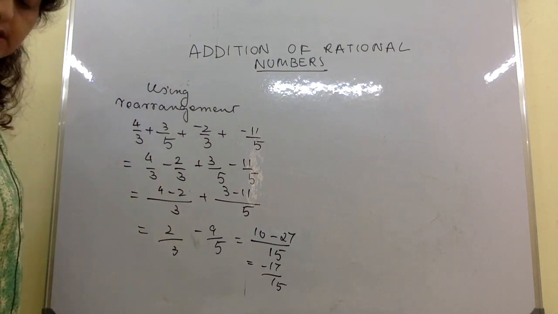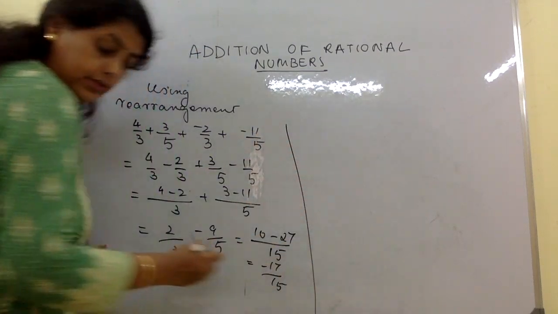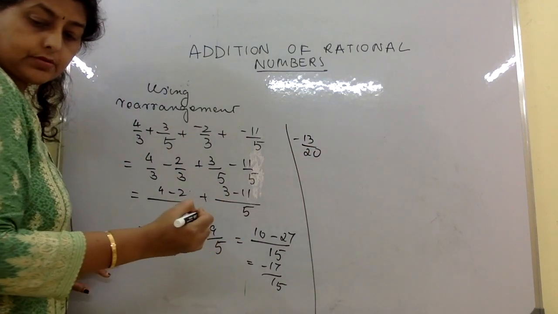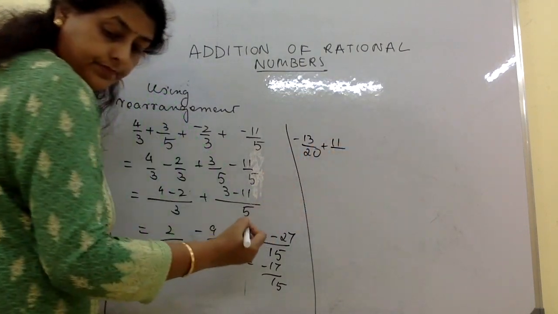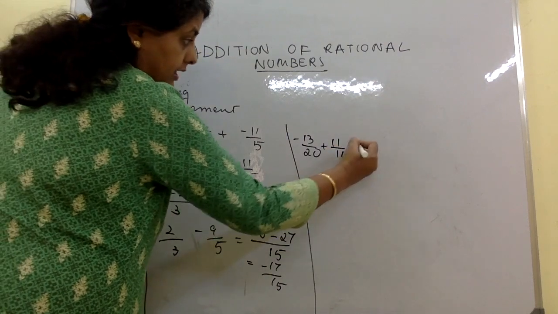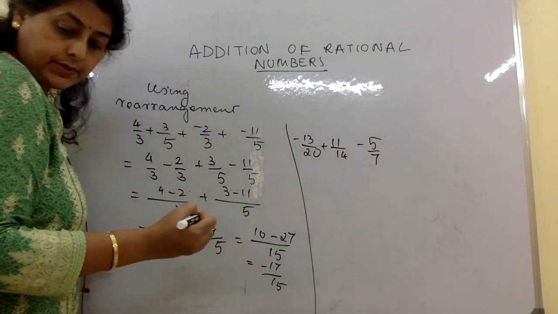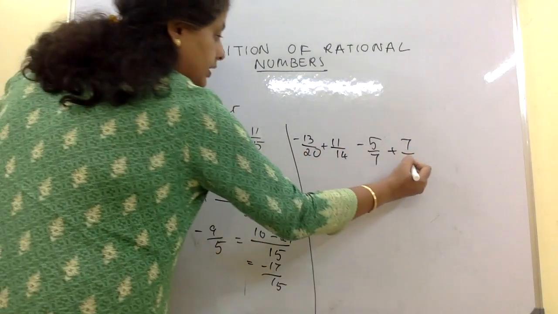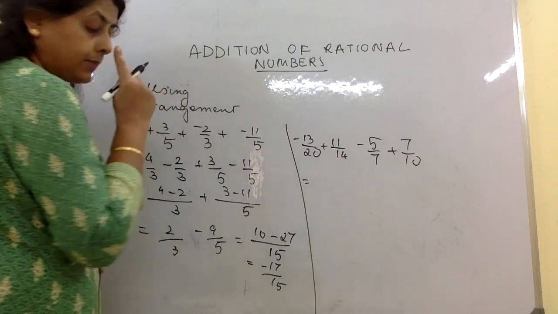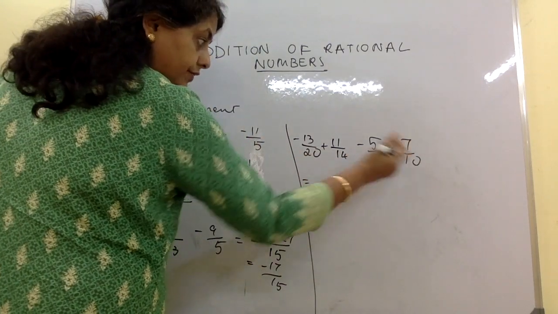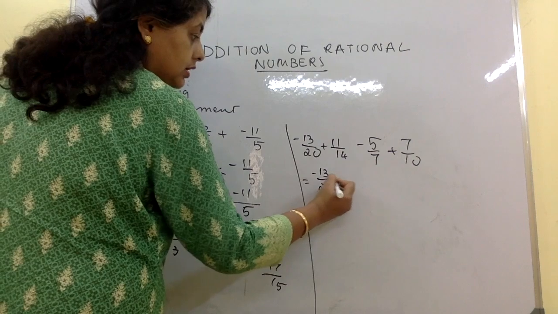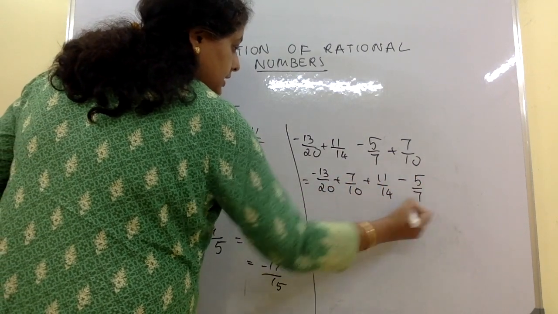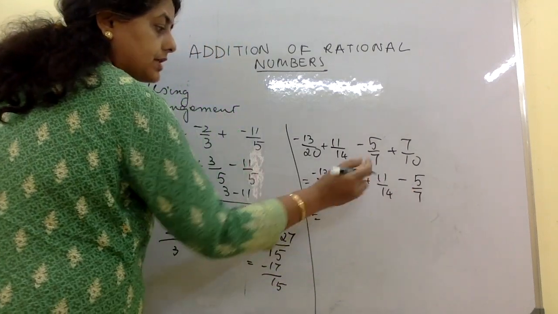So here I have another sum, which again says rearrangement only. Minus 13 by 20, okay, plus 11 by 14, minus 5 by 7, okay, plus 7 by 10. Okay, now here I will note this and this. I'll shift that here. Minus 13 by 20 plus 7 by 10 plus 11 by 14 minus 5 by 7. At least LCM is faster in these.